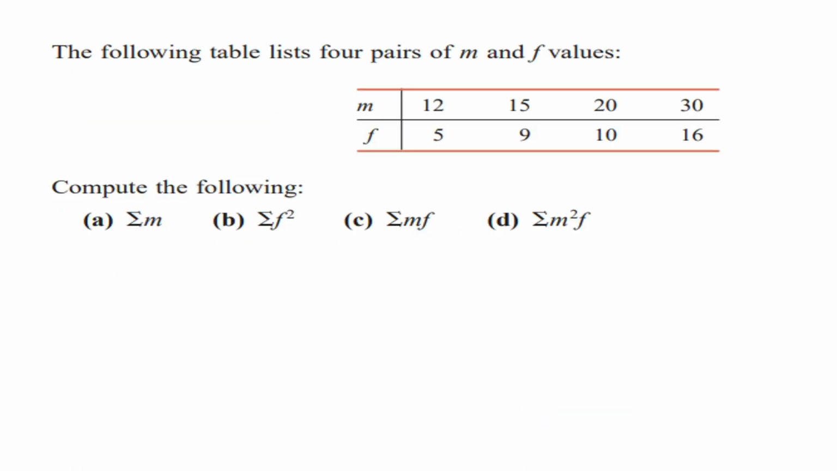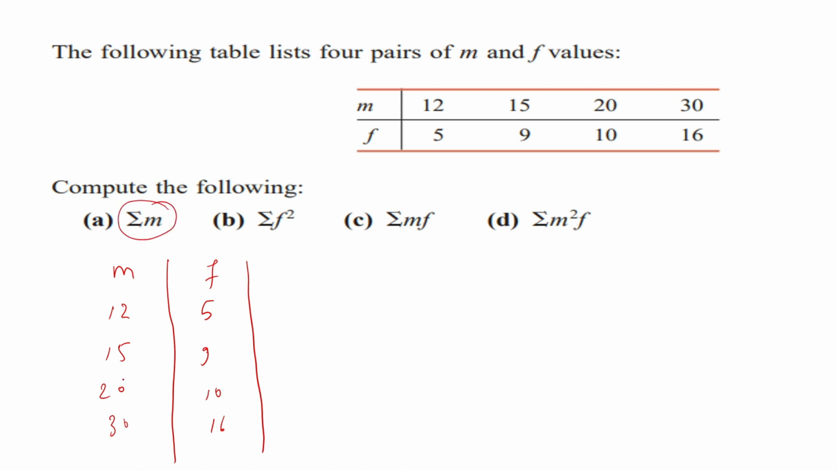Let's talk about another problem. Here there are columns: the m column containing 12, 50, 20 and 30, and the second column is f, which contains 5, 9, 10 and 16. The first question is telling us to compute sigma m. So we simply add all these m values, sigma m, and we get our final answer.